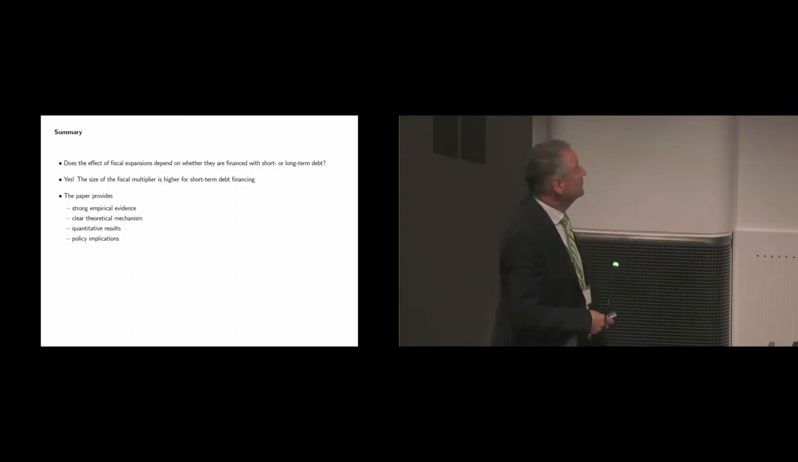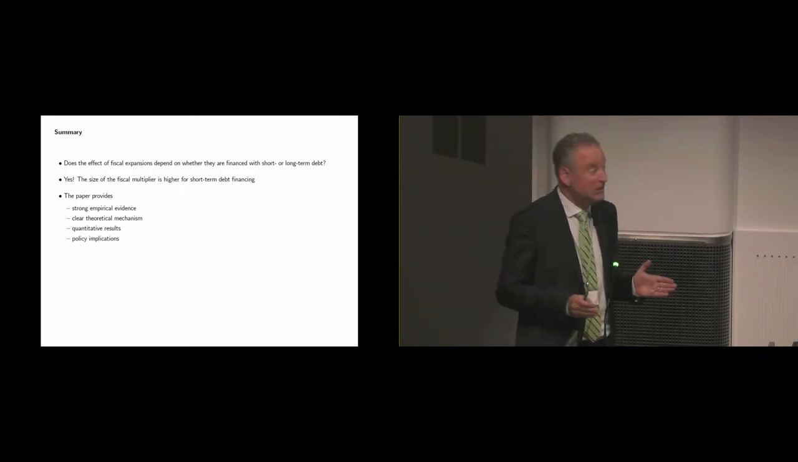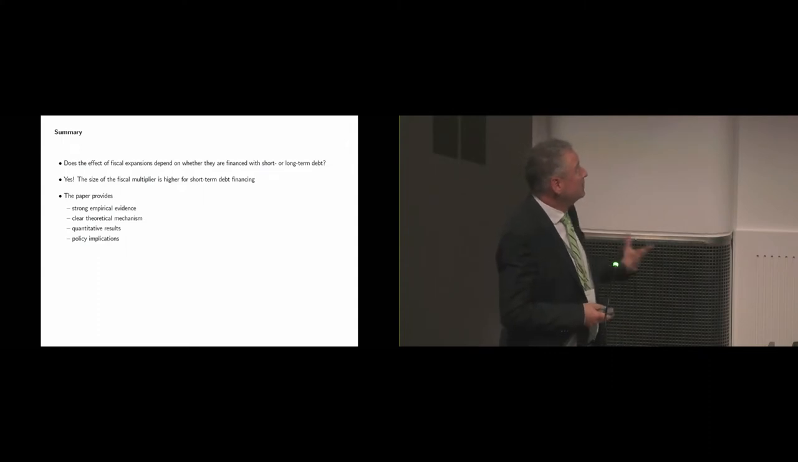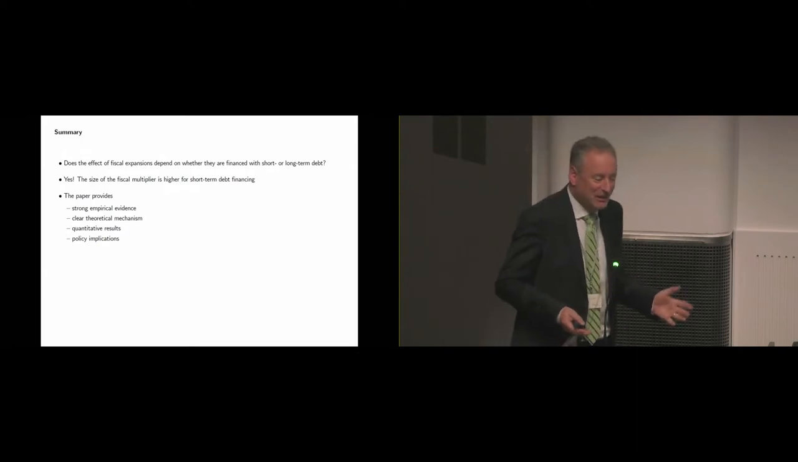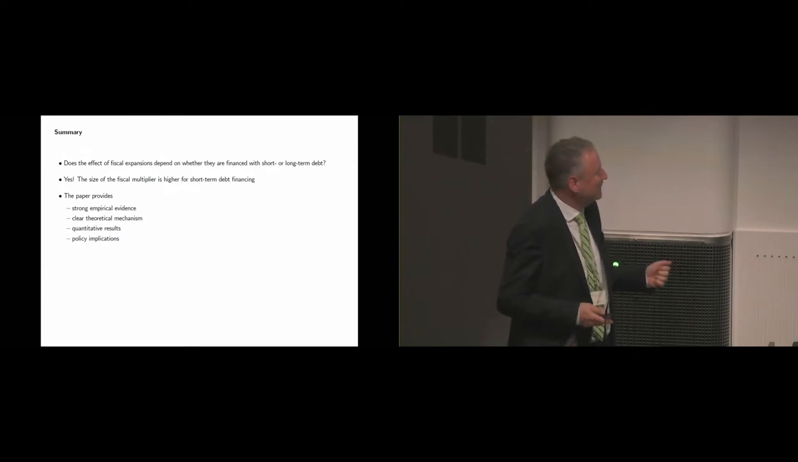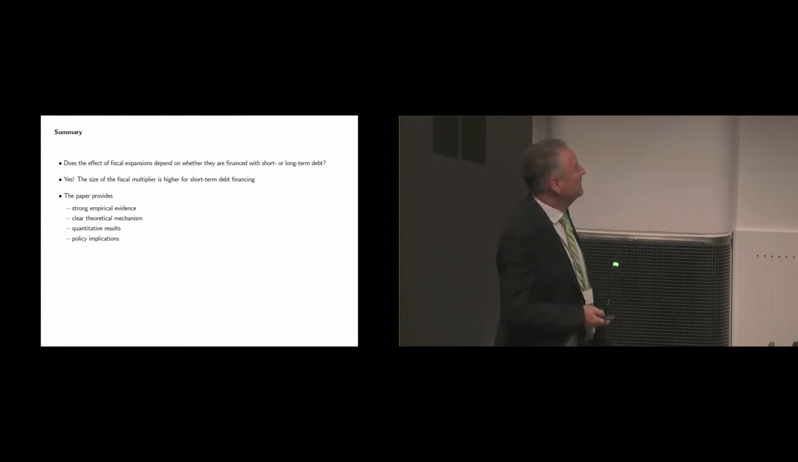And then the authors basically attack this question from all possible angles. They provide very strong empirical evidence. They have a very clear and specific theoretical mechanism. Then they provide quantitative results. They have a number of policy implications. So as a discussant, it's a bit difficult because they've done pretty much everything I would have asked them to do. And in addition, Rigas did a very good job explaining it, but let's see.